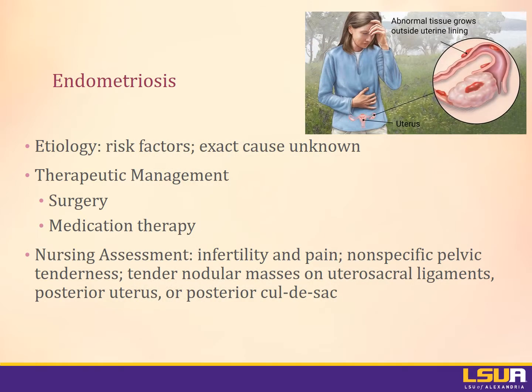Endometriosis is abdominal tissue that grows outside of the uterine lining. The exact cause is not known. Many times, if it's really bad, women will need to have surgery or be placed on medication. What we assess is she's either unable to get pregnant or having excruciating pain. There's a nonspecific pelvic tenderness, tender nodular masses on the uterosacral ligaments. You can see that in the picture. Or on the posterior uterus, or in the posterior cul-de-sac.